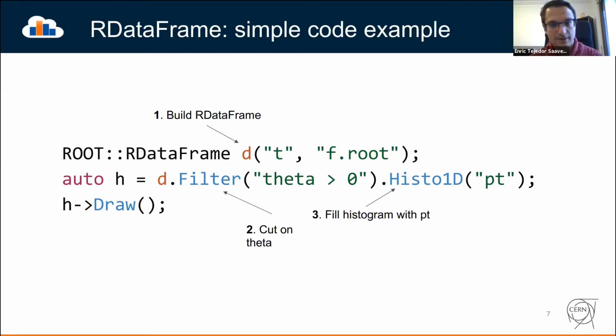Very simple: creating the RDataFrame first, in this case reading a ROOT file and a data set that is stored in it, a TTree. Then we transform this data set. We apply a filter: we only want the events for which theta is greater than 0. And after that, we want to create a histogram of one of the columns of the data set, in this case pt. That's our result right here, the histogram that we can then maybe draw.